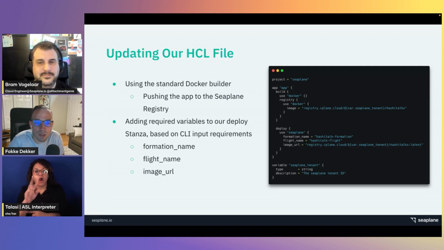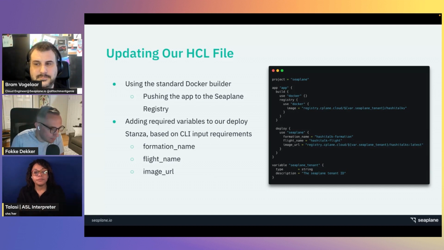And if you remember the steps that Bram showed before when we were looking at the flight creation and the formation creation through the CLI, what we need there is a formation name and a flight name and an image URL. So if you look here at the deploy block in the middle, you can see that those variables are available there. And the last thing we're also going to ask is the Seaplane tenant ID, which we'll use in the image name to identify which image belongs to which tenant. So with that, we can then start implementing the plugin, as you will, the V2 plugin of this. Next slide, Bram.